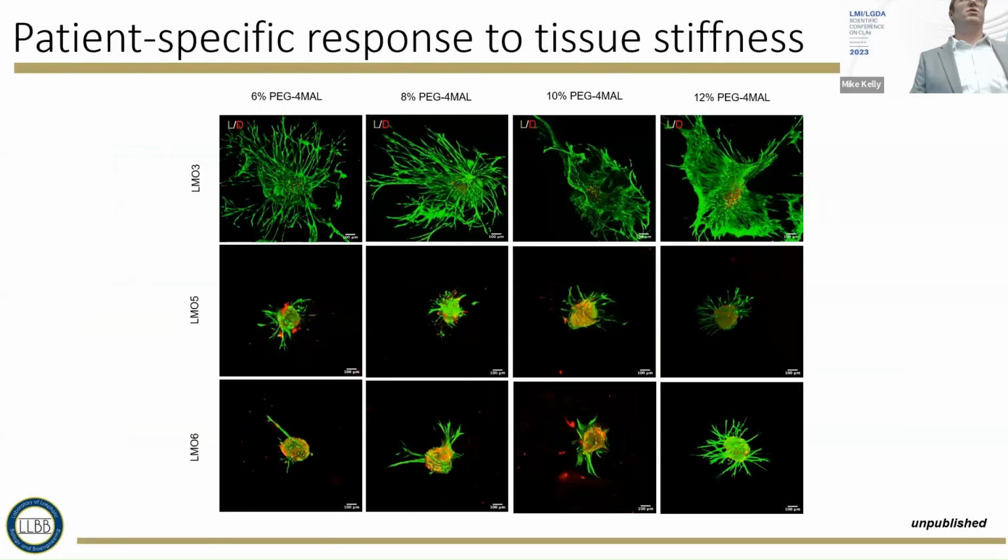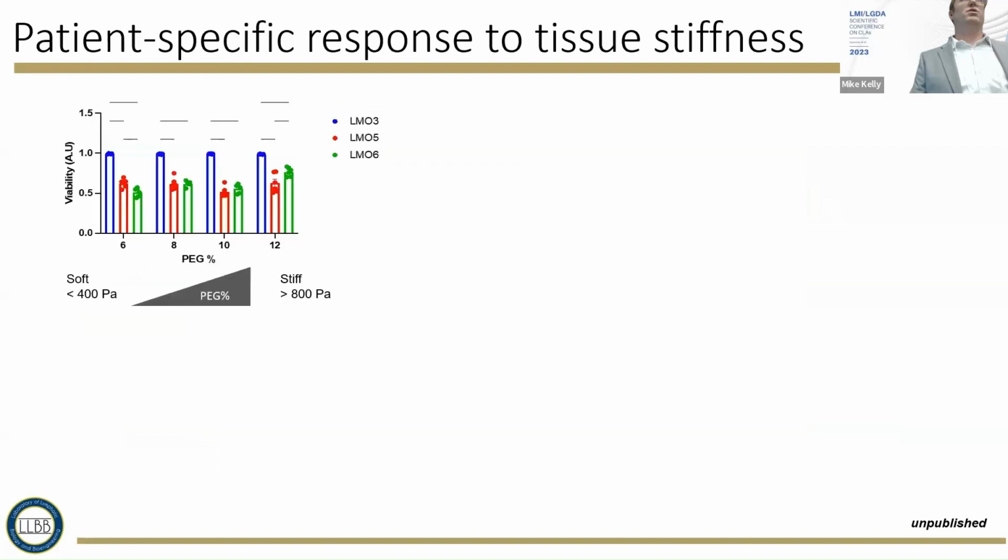And so what you'll see here, these are the 3 different patients that we've done, and we do them at different stiffnesses. So 6% is the softest, 12% is the largest. Although I will say that the stiffness range here is still, these are very, very soft hydrogels. What we found, we can quantify that.